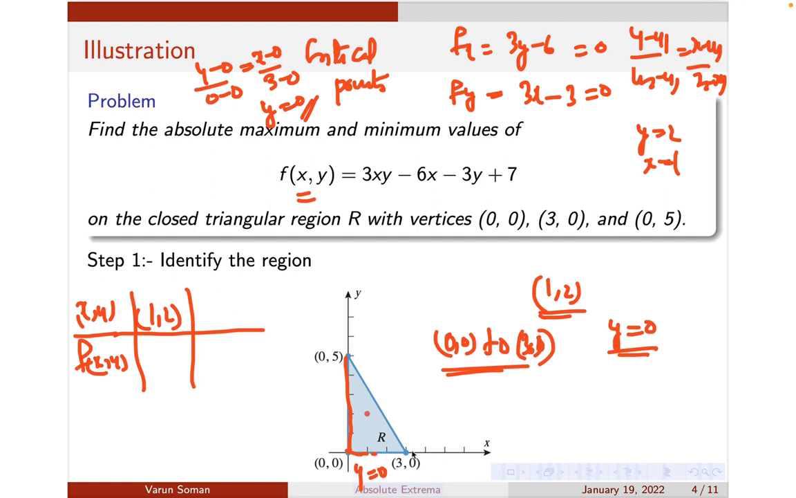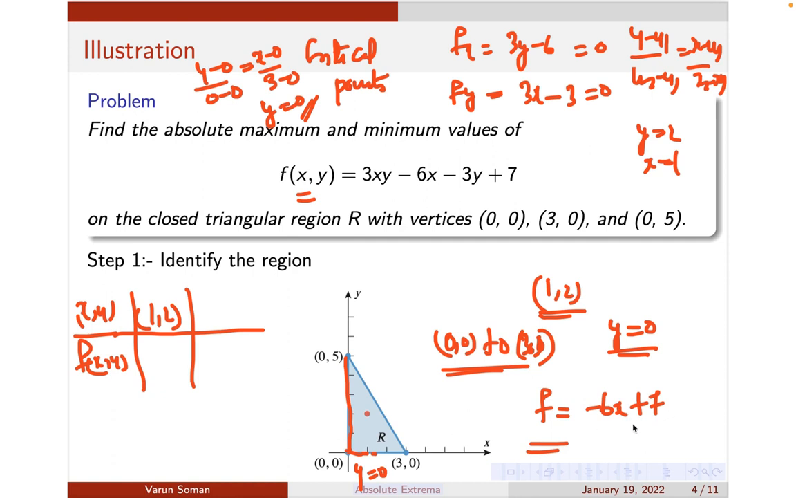Okay, now in this boundary, what will happen to my function? When y is equal to 0, in that boundary only, my function f will become, since y is 0 here, simply minus 6x plus 7. Okay, so this is my new function now in the boundary. Now I'm going to check for maxima, minima along that. So what will be the maxima, minima?